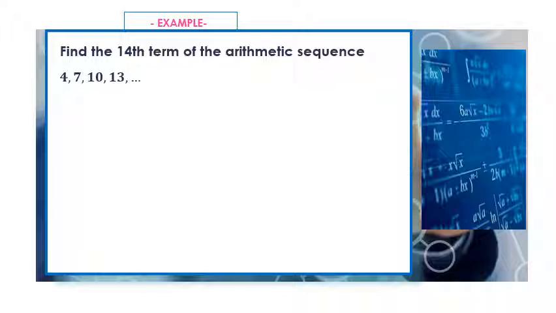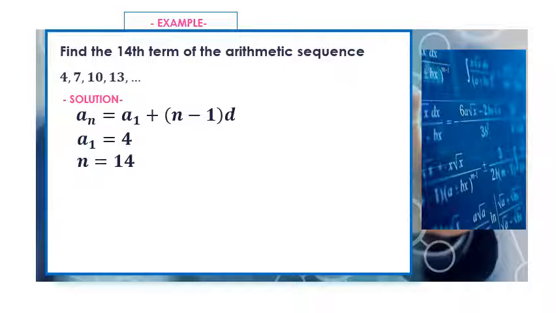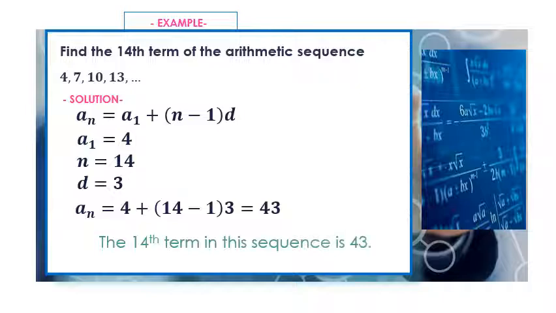Okay, find the 14th term of the arithmetic sequence 4, 7, 10, and 13. So we are going to use the formula a sub n is equal to a sub 1 plus n minus 1 times d, wherein our a sub 1 is equal to 4, our n or number of terms is equal to 14, and our d is equal to 3. Then we plug it in our formula. So a sub n is equal to 4 plus 14 minus 1 times 3. Then our a sub n is equal to 43. Therefore, the 14th term in the sequence is 43.